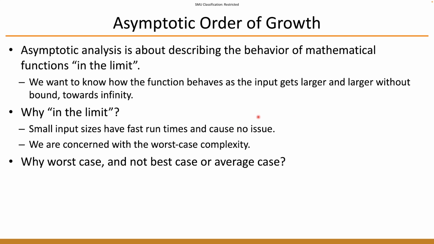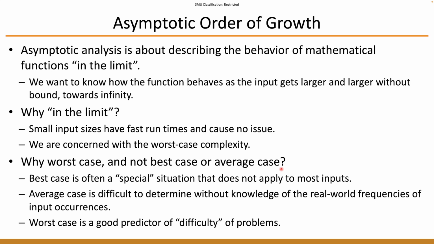And one principle that derives from this is that because we are interested in the limit performance, when we look at the performance of the algorithm, we will be focusing on the worst case scenario. So why do we look at the worst case and not, for example, the best case scenario or the average case scenario? It's not because we are pessimistic. It's simply because the best case is usually very rare. It's a special case. It doesn't really apply to most of the inputs. So the best case is not representative.